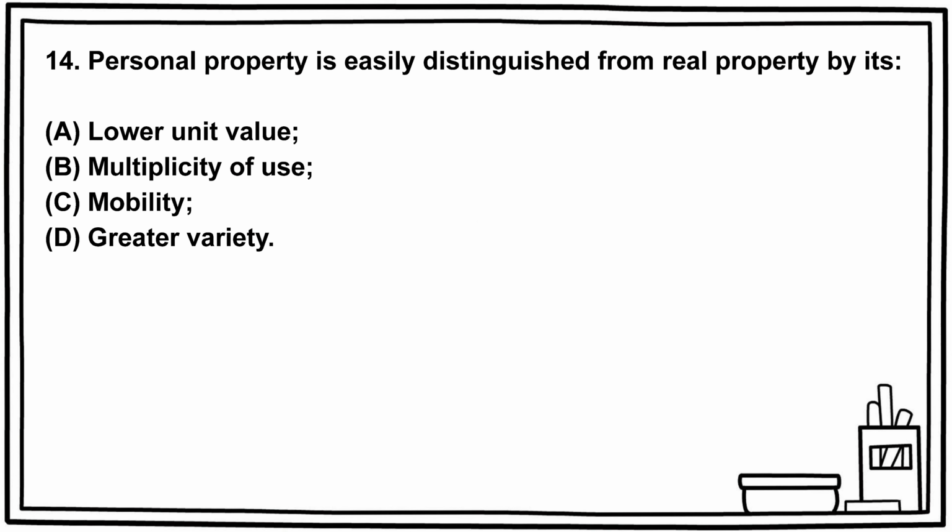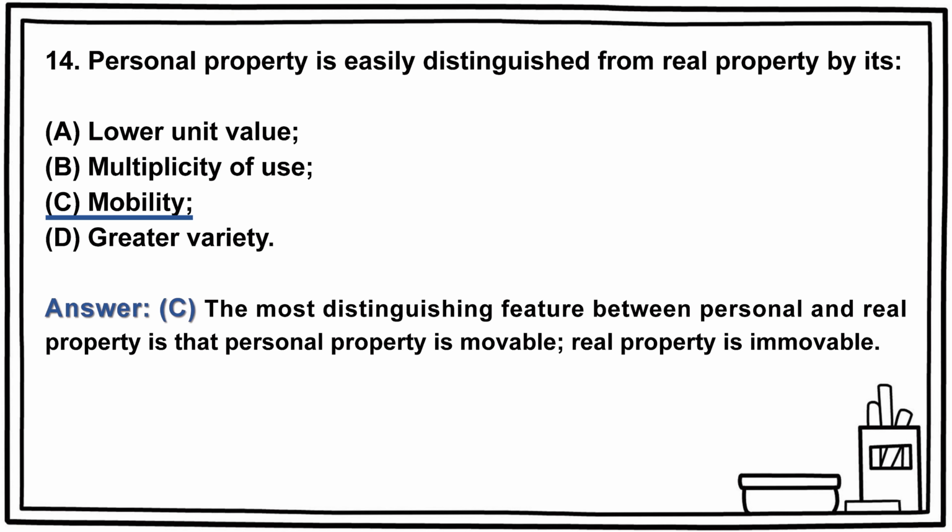14. Personal property is easily distinguished from real property by its: A. Lower unit value. B. Multiplicity of use. C. Mobility. D. Greater variety. Answer: C. The most distinguishing feature between personal and real property is that personal property is movable, real property is immovable.